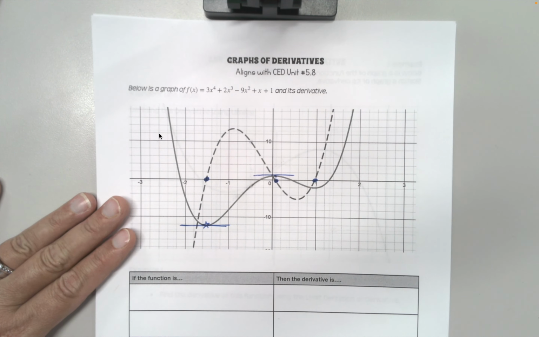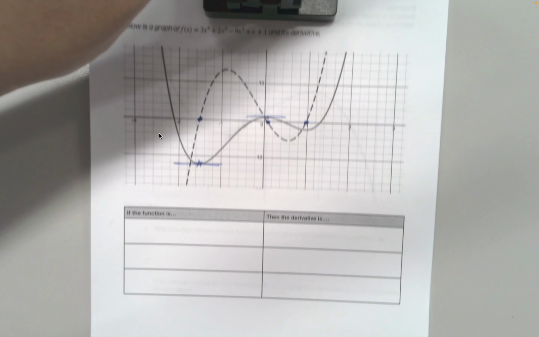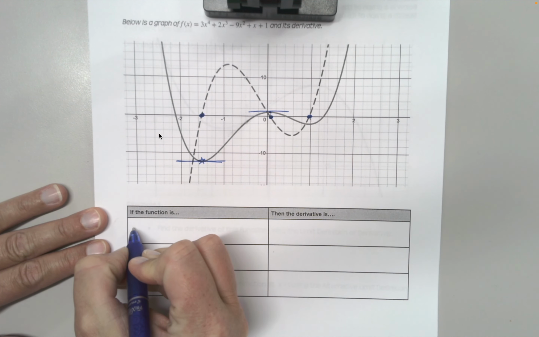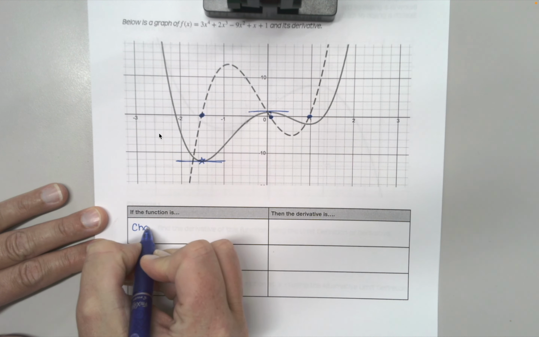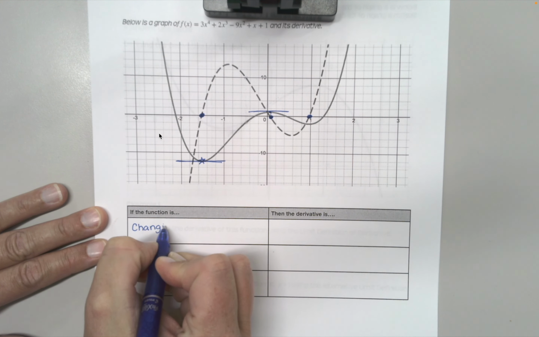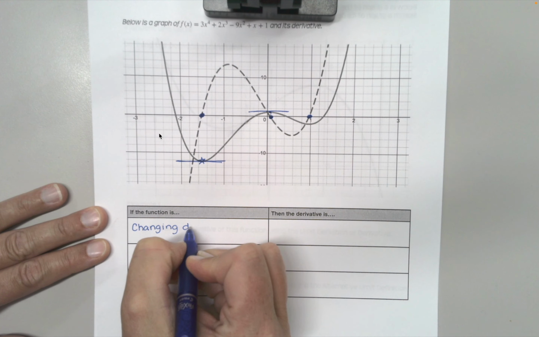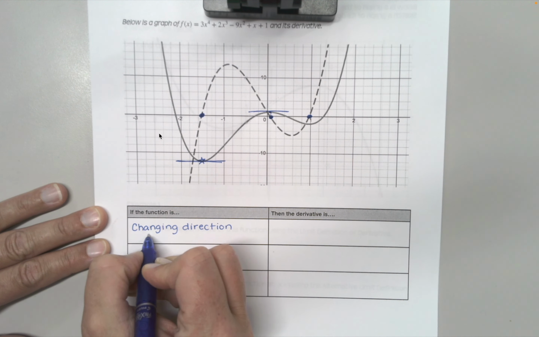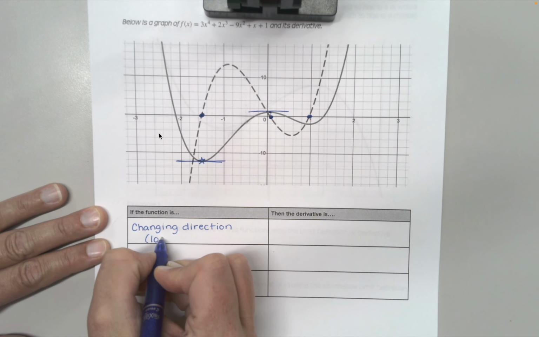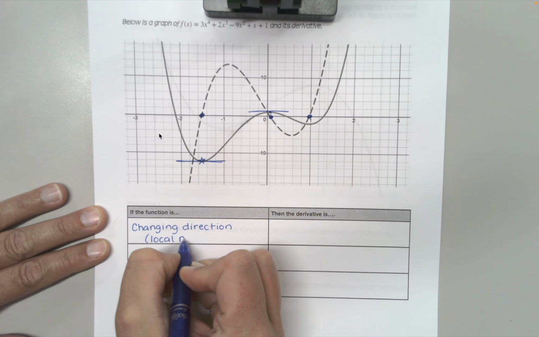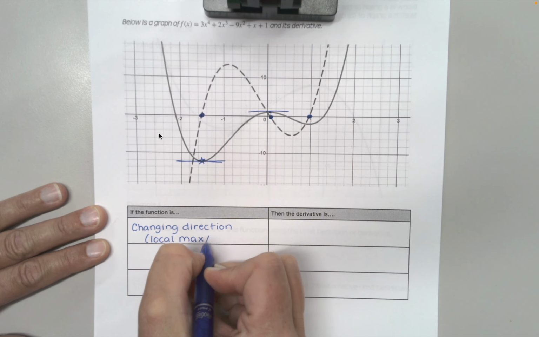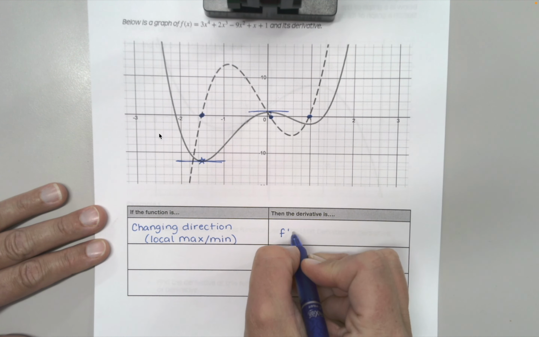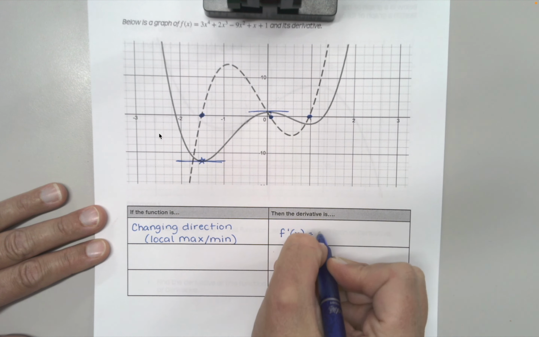So down here, and actually let's see, I'm going to slide this up a little bit so I can see this table down here. The first thing we're going to list is that if the function is changing direction, and by that I mean we have a local, otherwise known as a relative, max or min, then the derivative is equal to 0.